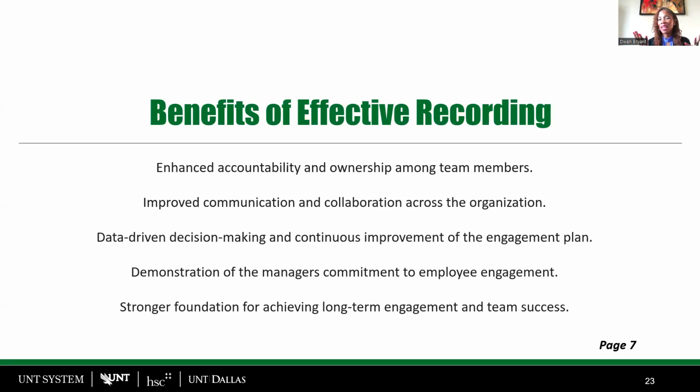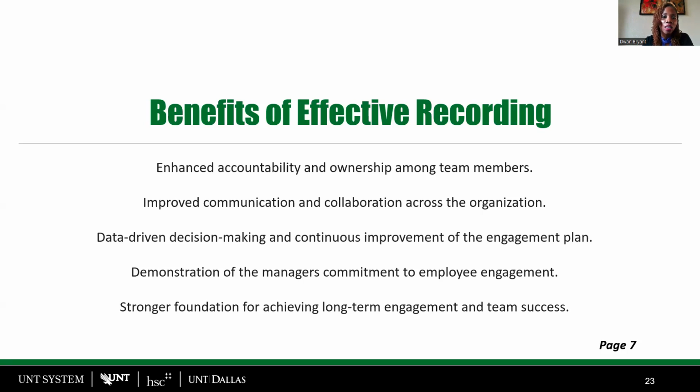Some managers may even wonder, why do I have to record this plan in the Gallup Access portal? Well, it adds an extra layer of accountability and ownership among the team members, because if you write the vision and make it plain, you're able to see it, and it's easier to achieve it. It also improves communication and collaboration. Everybody sees the same thing.